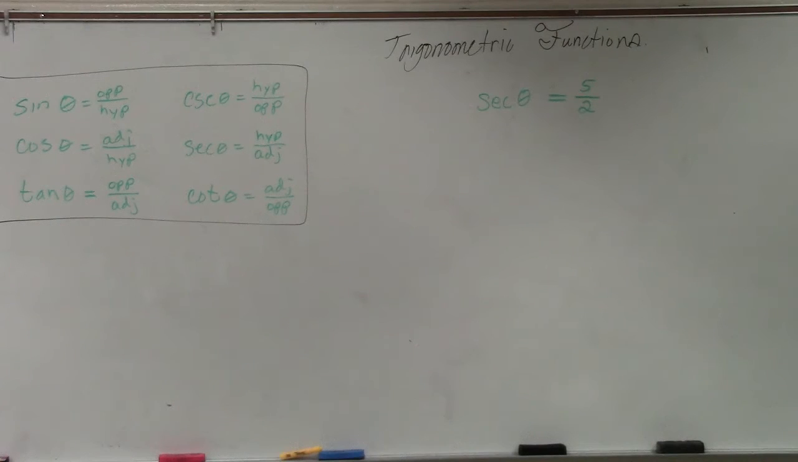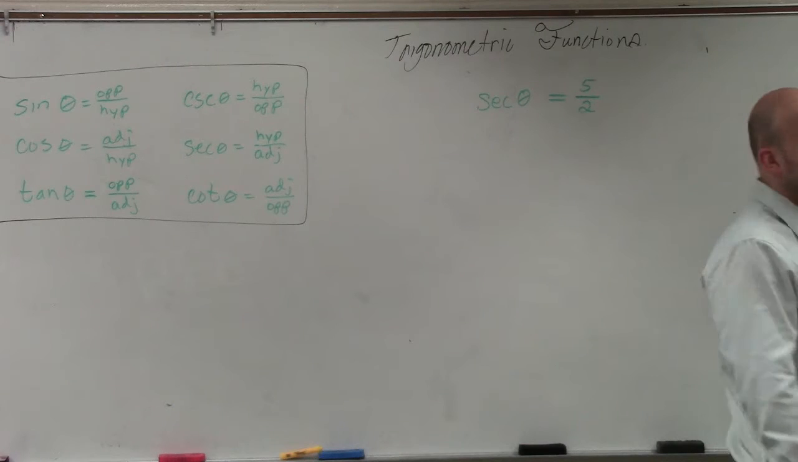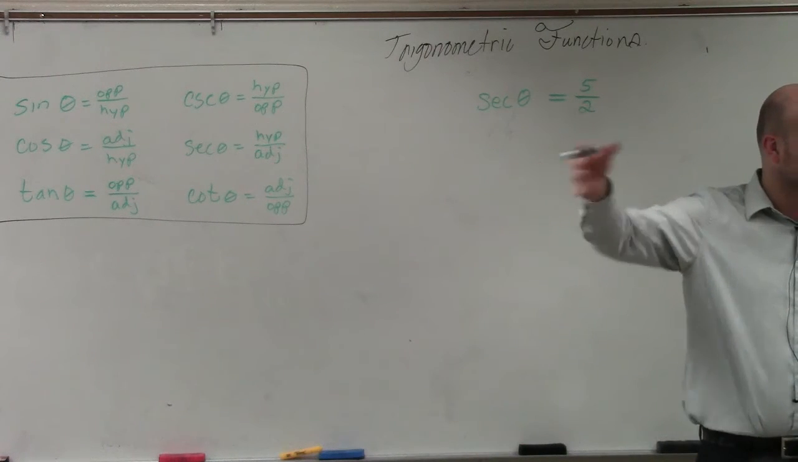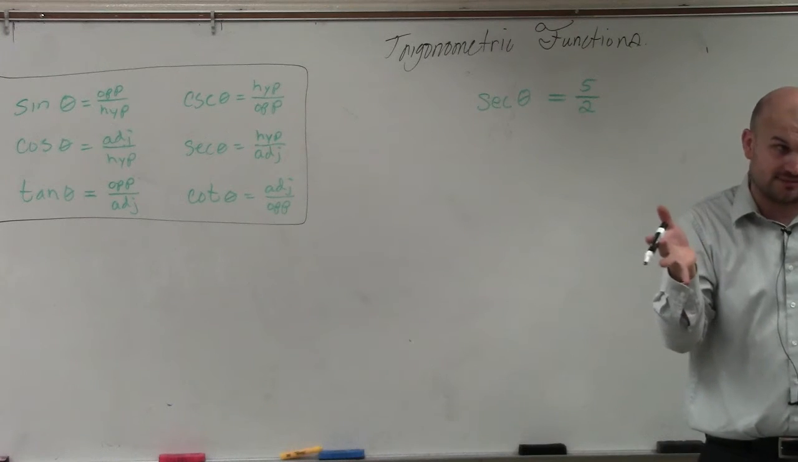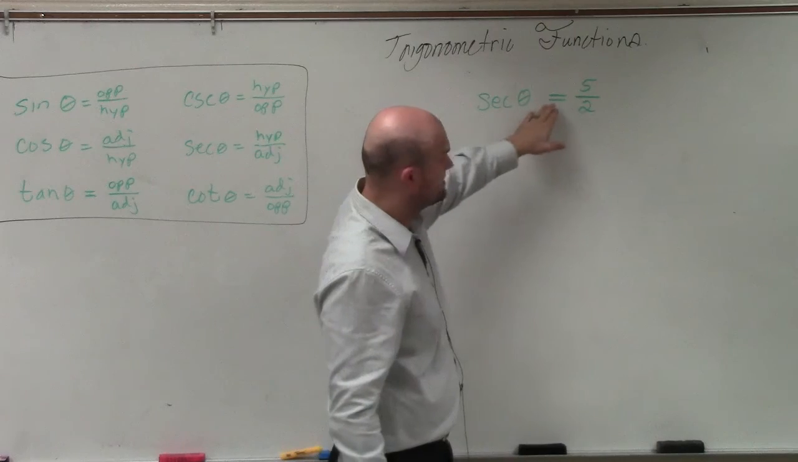In this example, there are going to be two different types of homework problems you're going to spend the majority of your homework on. That's everything from 1 through 16. This is basically what you're doing, 1 through 16. OK? So if we have an equation, secant of theta is equal to 5 over 2.